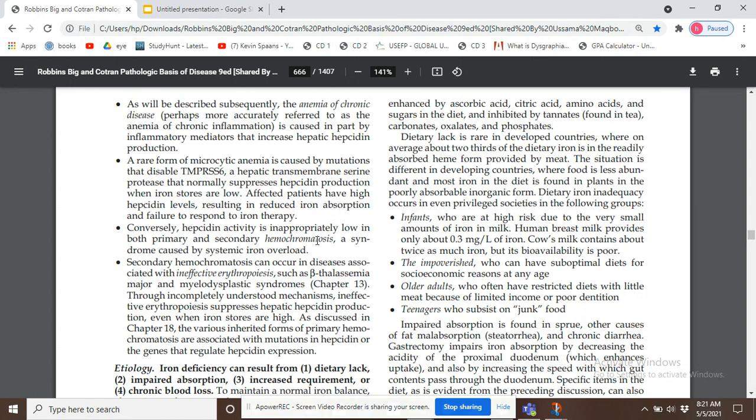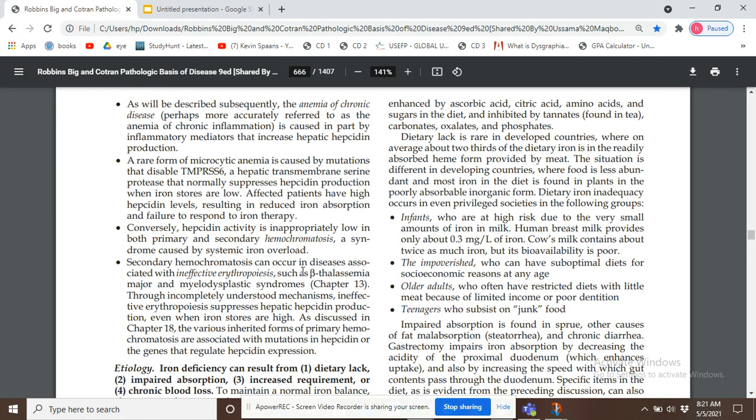Conversely, hepcidin activity is inappropriately low in both primary and secondary hemochromatosis, a syndrome caused by systemic iron overload. So, in the systemic iron overload, when the iron level is very high in our plasma in the blood, there will be reduced synthesis of hepcidin from the liver.